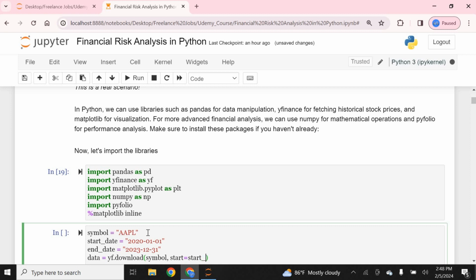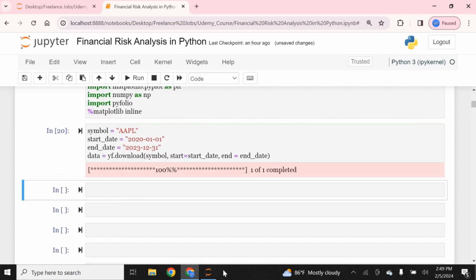Then end is equal to end date. So now let's download and see. Cool. So the data is downloaded 100%.